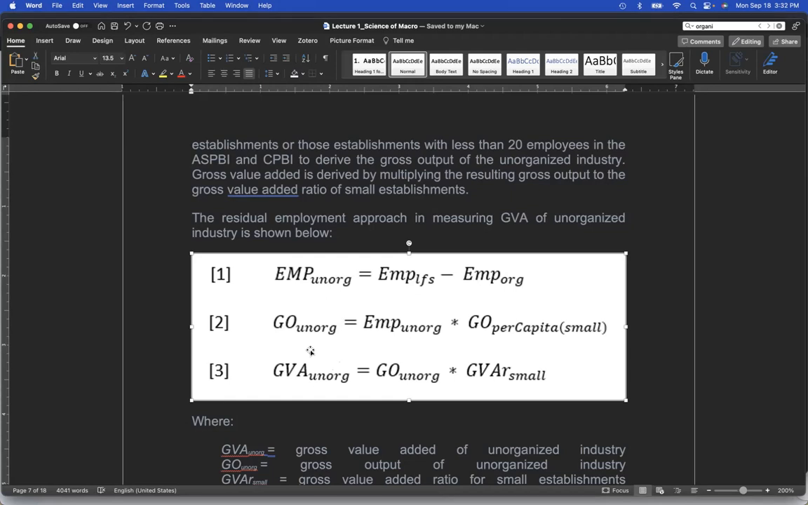Okay. Anywho, meron kang gross output ng unorganized, i-multiply mo yan by gross value added for the small.